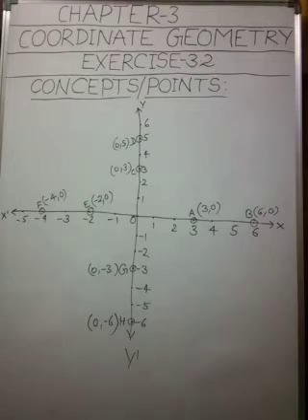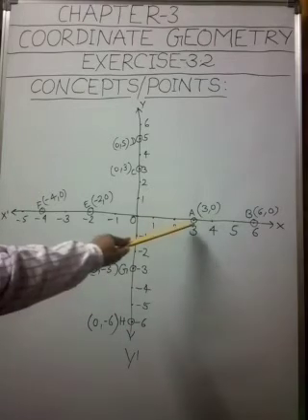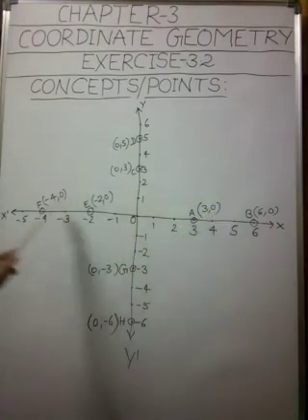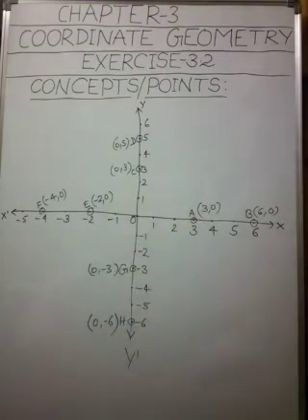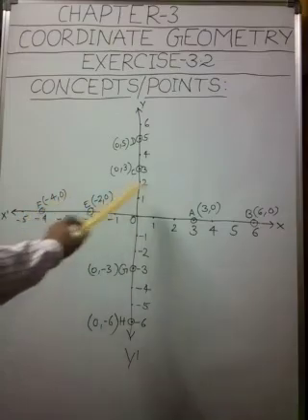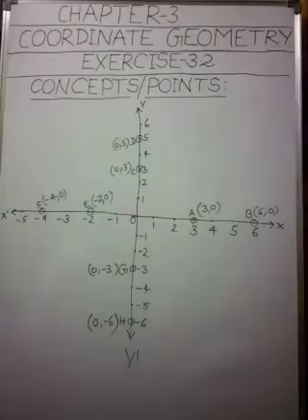If a point lies on the x-axis, its y coordinate is 0. Observe these points A, B, E, F. All these 4 points are lying on the x-axis. If you observe the coordinates of these points, the y coordinate is 0 in each. So we generalize this property: any point on the x-axis has 0 as its y coordinate.